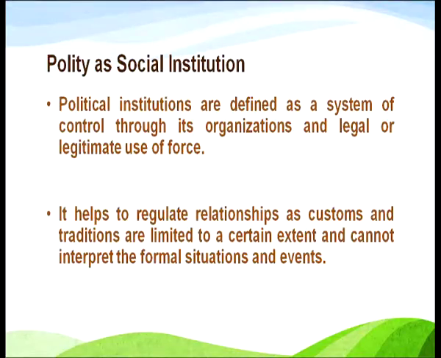Now, we will discuss the next social institution, which is polity. Political institutions are defined as a system of control through its organizations and legal or legitimate use of force. It helps to regulate relationships as customs and traditions are limited to a certain extent and cannot interpret the formal situations and events. For the interpretations of some of the formal situations and events, we need a regulatory body which works for the regulation of relationships, and that regulating body is our political institutions.